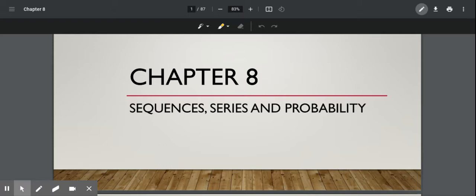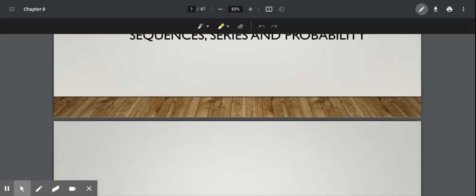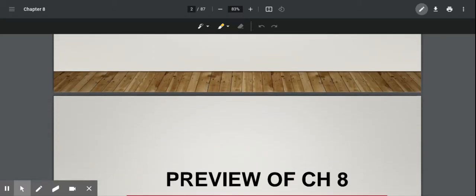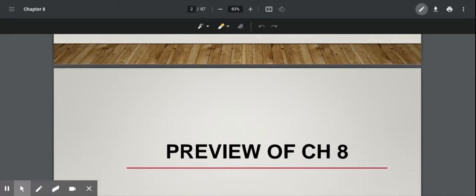If you're going into Calc, none of this will really be that helpful for you. But it could be helpful for you on the SAT. Some of this stuff could show up for you on the SAT.